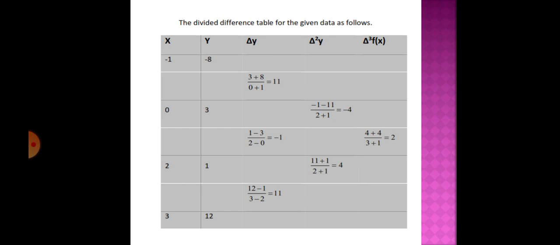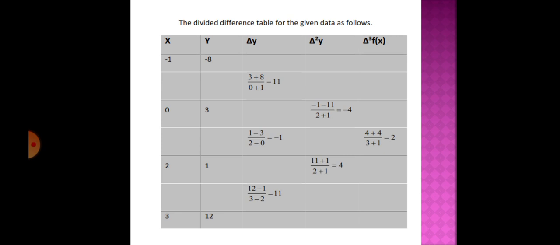And the last one, 12 minus 1 divided by 3 minus 2 you have to write. That means 12 minus 1 gives you 11. 11 divided by 1, again it will be 11 itself. This is the del y. That is the first difference column you have written here.